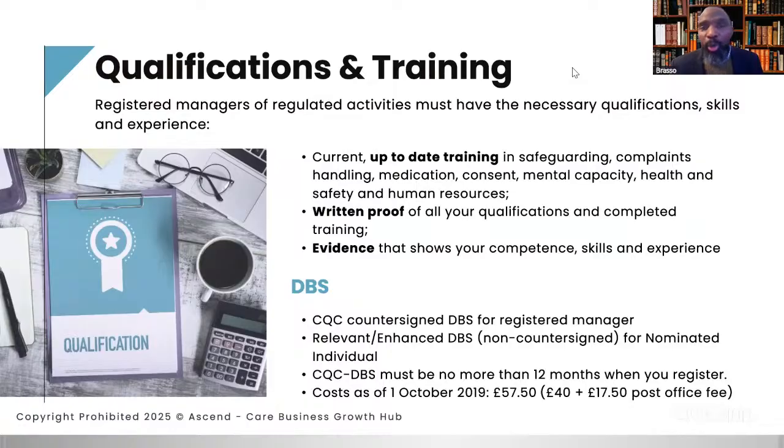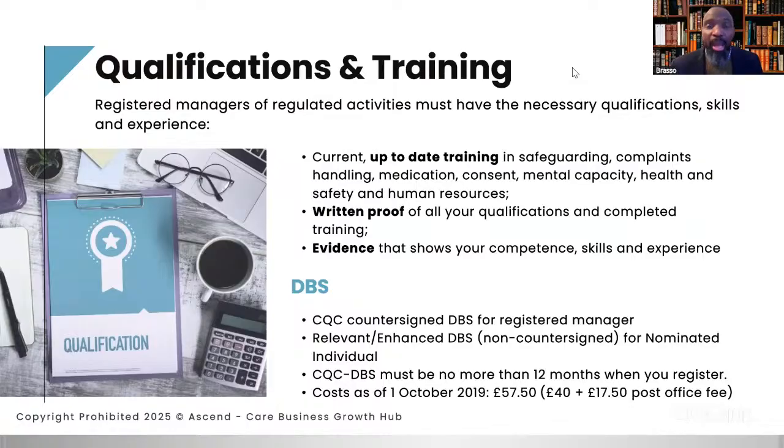So I hope you're following. I've touched on the location, which is the office where services are managed from. I've touched on the office bearers. I spoke about the registered manager, the nominated individual. I've given you the job description of these individuals. You can always contextualize depending on the services you are applying for.